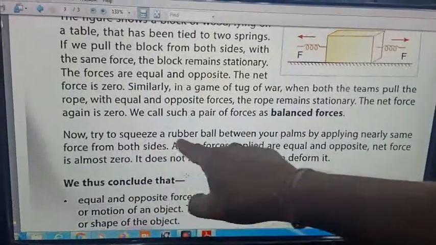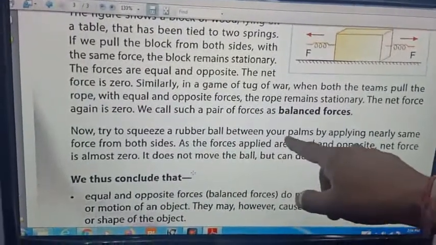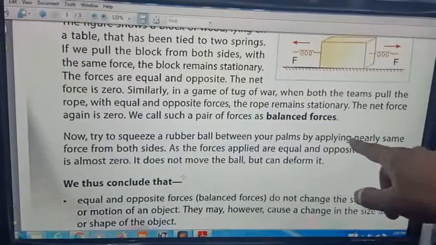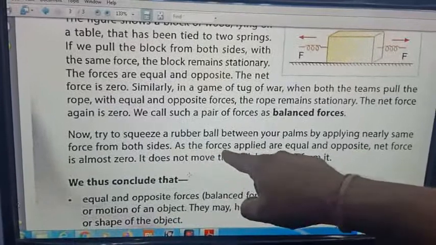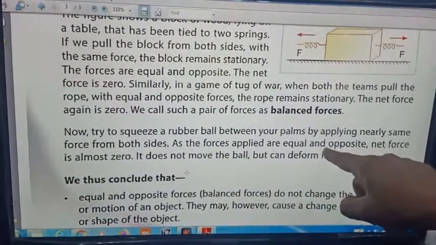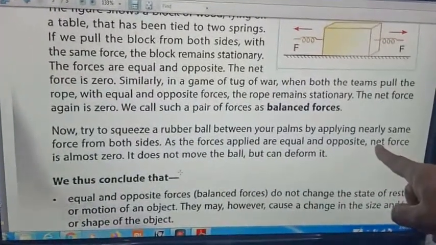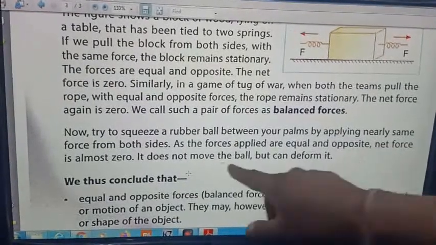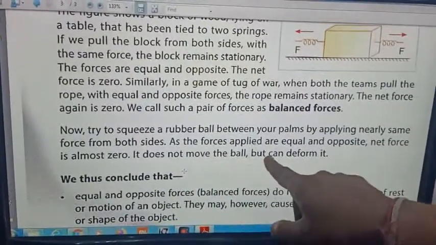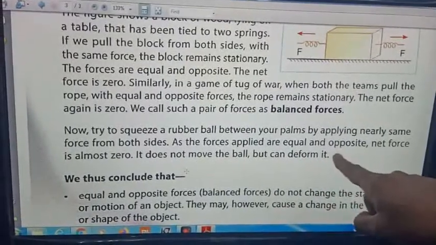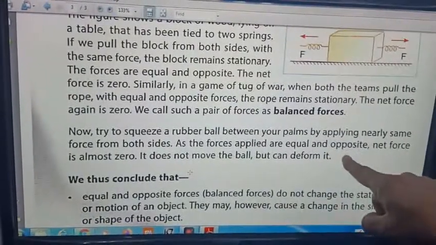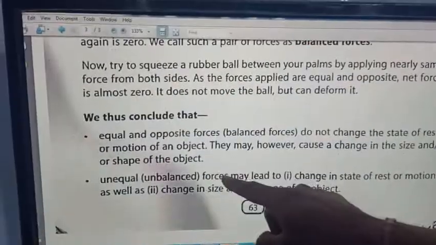Now try to squeeze a rubber ball between your palms by applying nearly the same force from both sides. As the forces applied are equal and opposite, the net force is almost 0. It does not move the ball but can deform it. So in this case also, a balanced force is acting on the object.